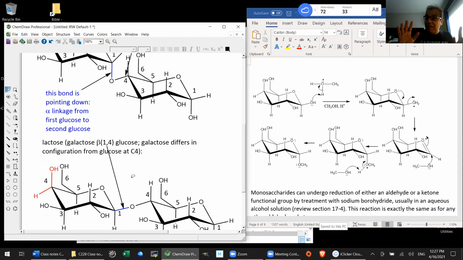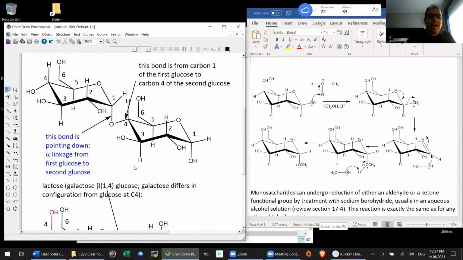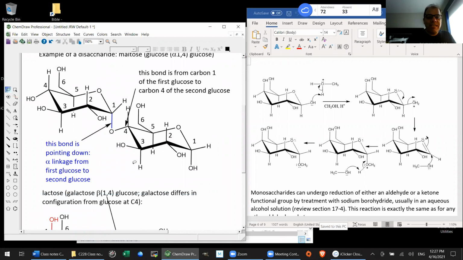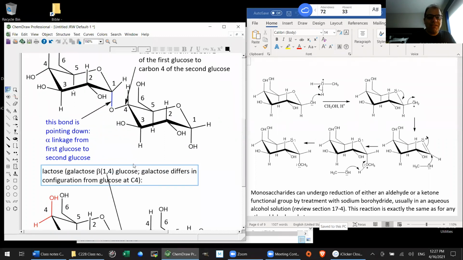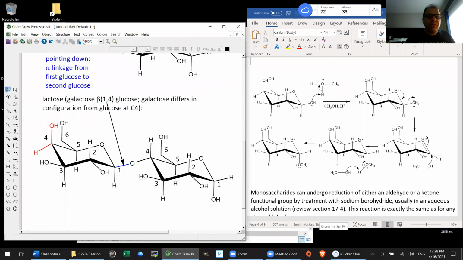No, it's a perfectly good question. I'm glad you asked that, but it's confusing because alpha and beta has only to do with up versus down as opposed to axial versus equatorial. But good question though. Any other questions then about either of these disaccharides? Hopefully that gives you an idea as to what to practice. So let's again go to our next slide.